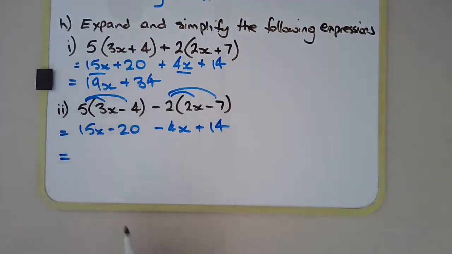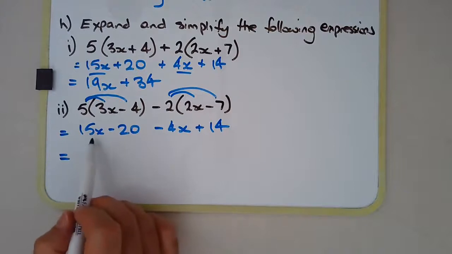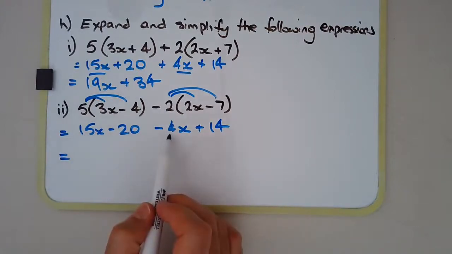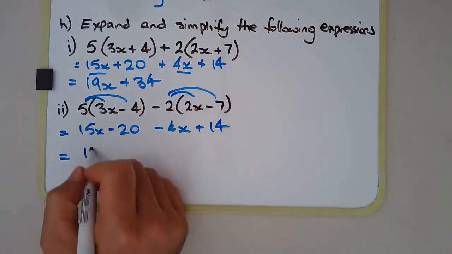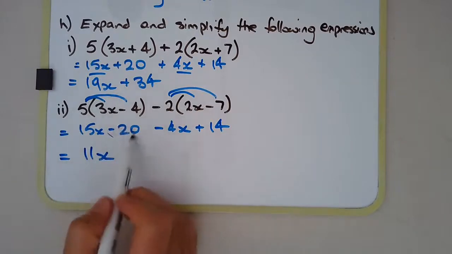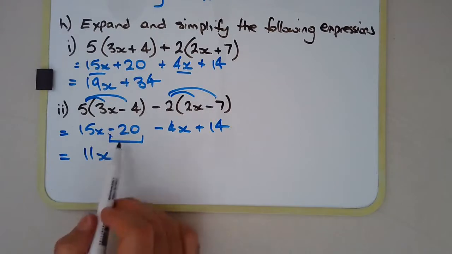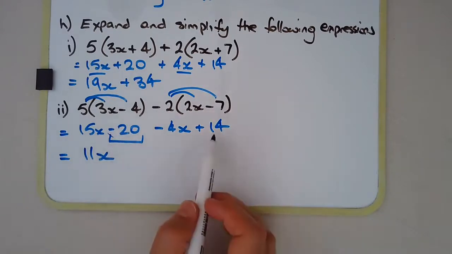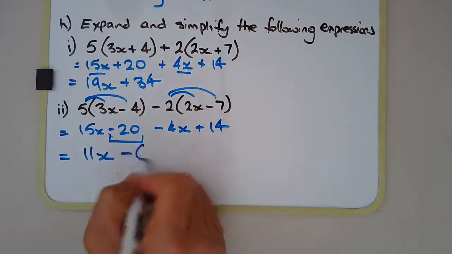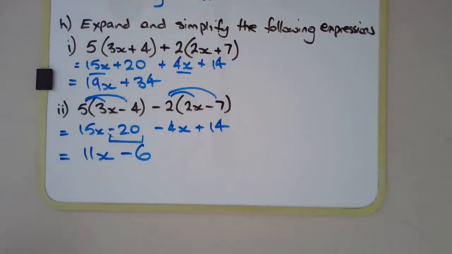Now we can collect the like terms again. So 15x minus 4x is 11x. Negative 20, so that negative belongs to the 20. Negative 20 plus 14 is negative 6. So that would be the simplified expansion of part 2.